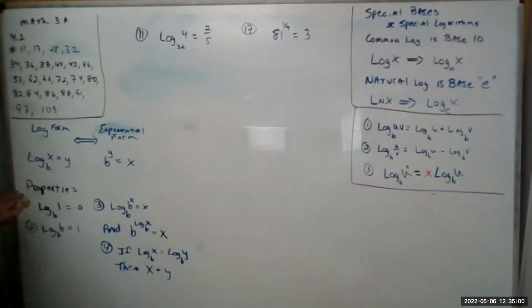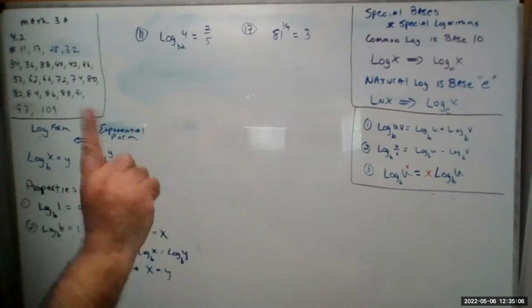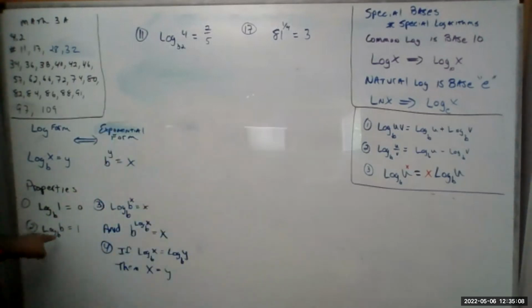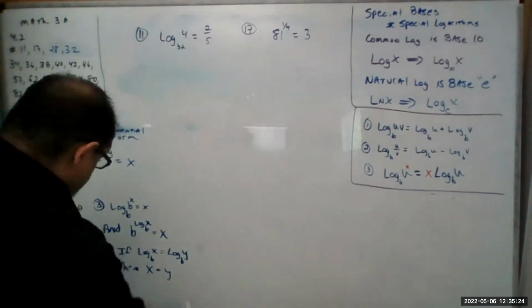Properties. No matter what base we're taking, log base b of 1 is always 0. You take a log of a 1, you get a 0. Log base b of itself: if the base is 5 and you take log base 5 of 5, it's a 1. Any logarithm of itself, base whatever of itself, is a 1. I should separate these two.